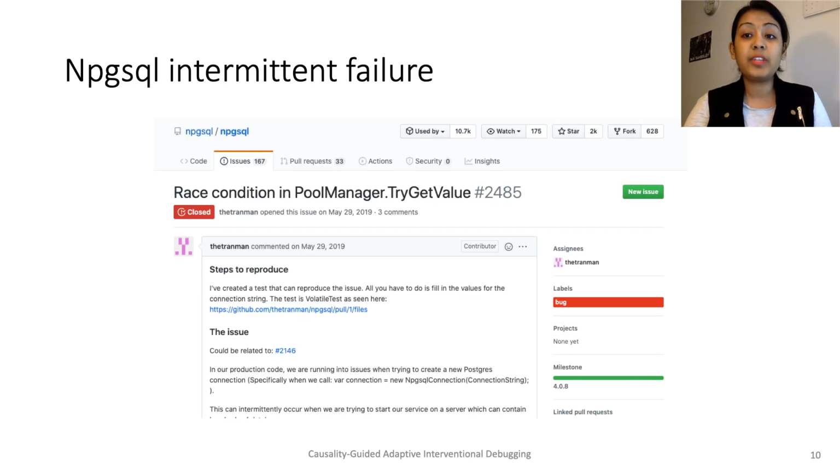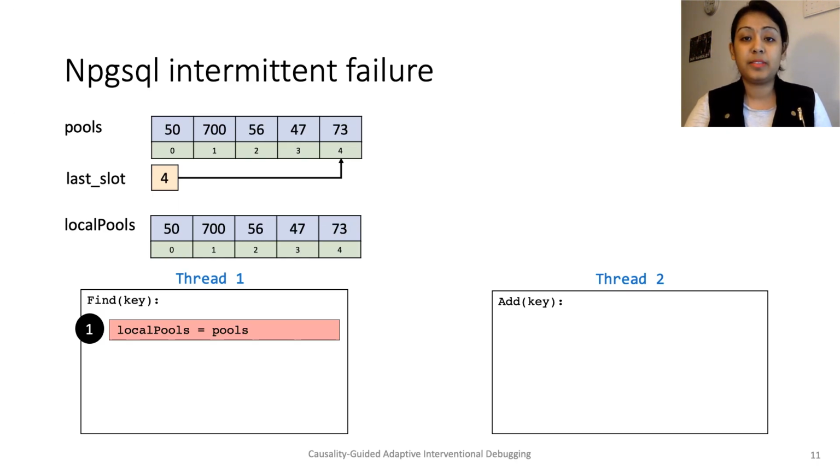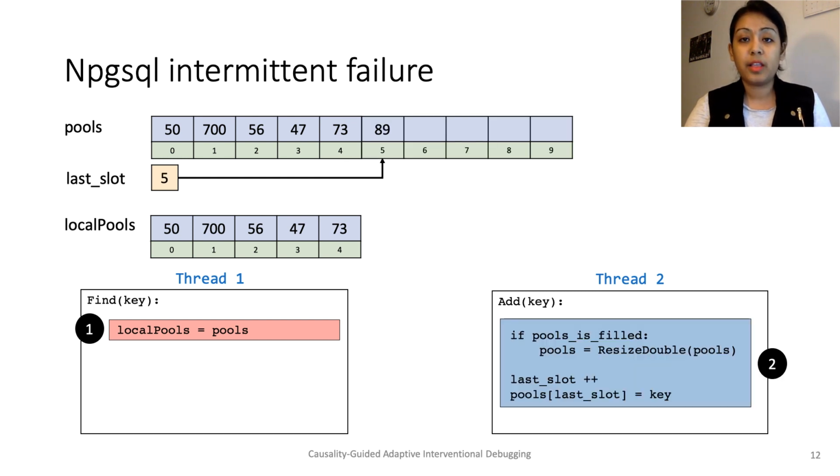So let's talk about an intermittent bug in NPG-SQL. This was reported last year during May. This is how the bug happens. So find wants to find the index of a key. For that, it first copies pools into local memory. Right after that, the add function in another thread adds a new key to pools, which requires resizing pools. So now last slot indicates index 5.